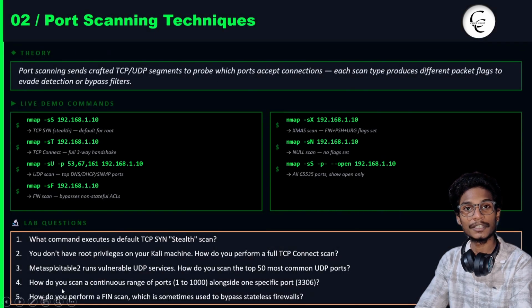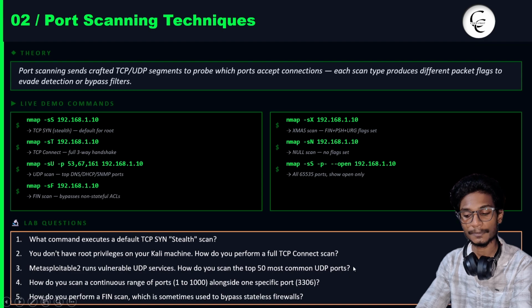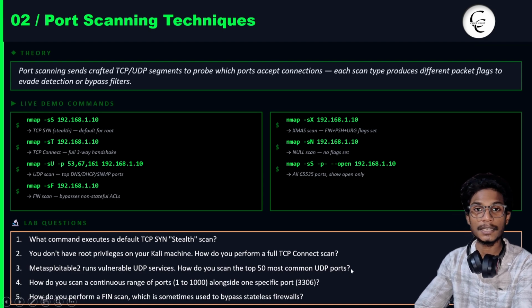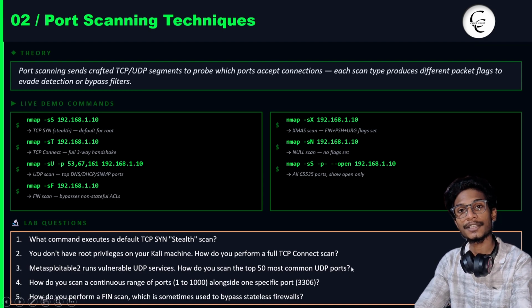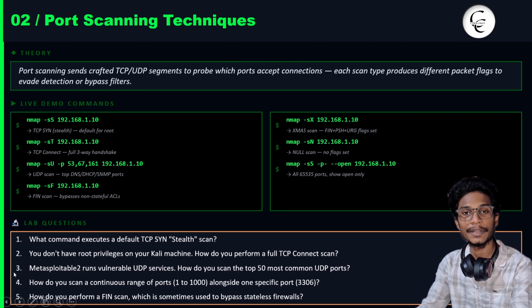Here we have our third question: Metasploitable 2 runs vulnerable UDP services, how do you scan the top 50 most common UDP ports? Just remember, UDP is connectionless. When we scan for UDP ports, Nmap sends UDP packets, but as it is connectionless, Nmap waits for an ICMP port unreachable response, which determines that the ports are closed.